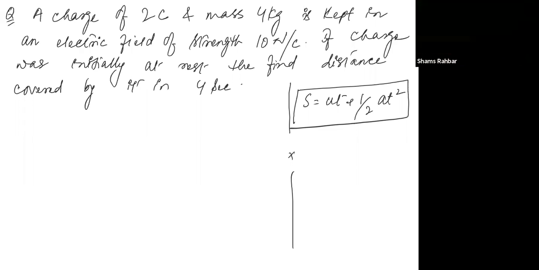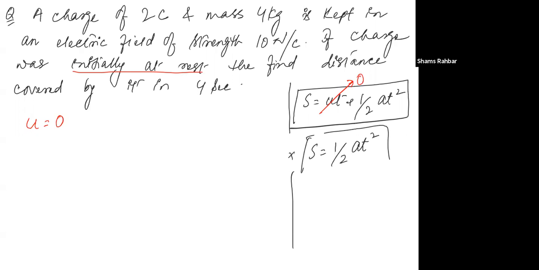Okay, first of all, tell me one thing. If the charge has started from rest, initially it was at rest, what is the initial velocity? 0. Of course, it is 0. Whenever a charge or any particle starts from rest, initial velocity is 0. Means in this case, I can simply write S is equal to half AT square. This is what I'm supposed to use.